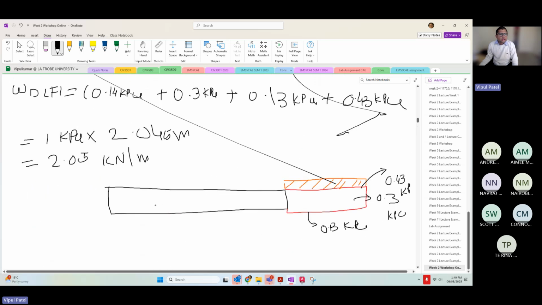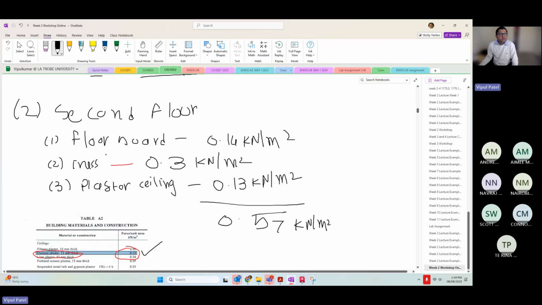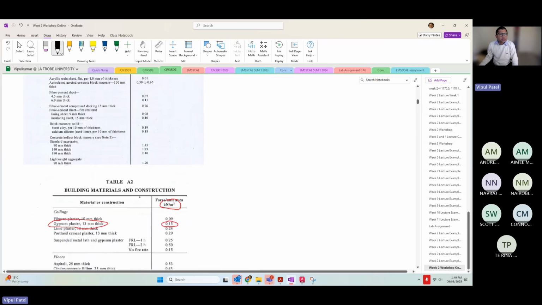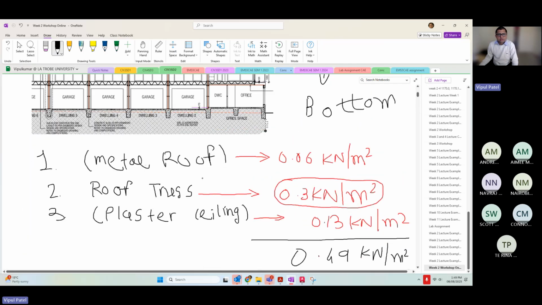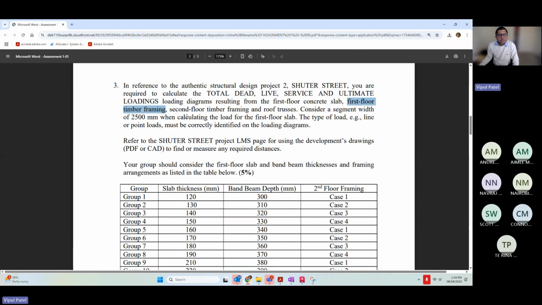This is the wall, and that's your first floor. That's your second floor, and I think I did the first floor somewhere. Yeah, second and first floors. I remember that we did the balcony and so on. First floor, second floor timber framing, I did the second floor as well. Roof truss, I did it as well with you.